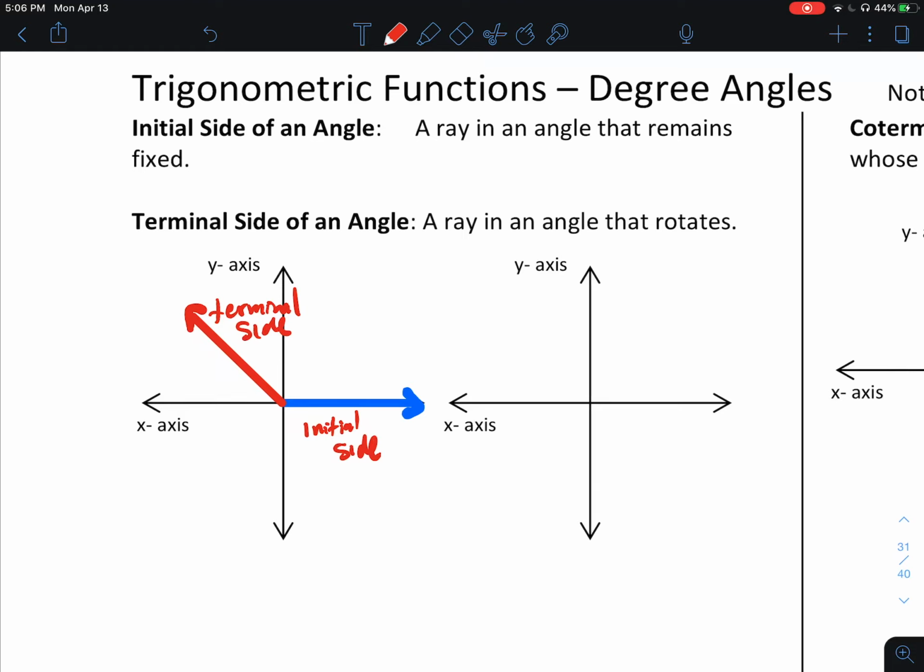Well, you're probably wondering, if I have a static picture like I'm looking at right now, and I don't have the words on there, how would I know which one moved? Well, we often draw an arc with an arrow on it to denote movement. So the initial side is where it started, and it moved to be that terminal side in quadrant 2.